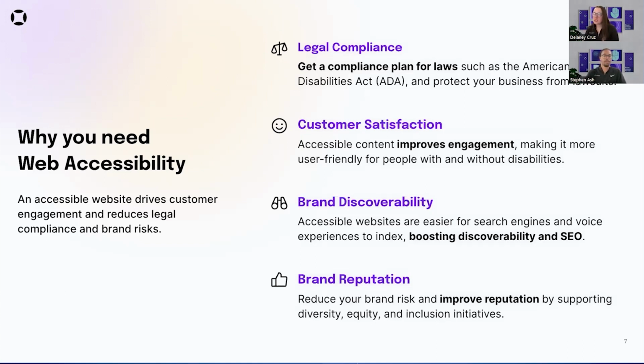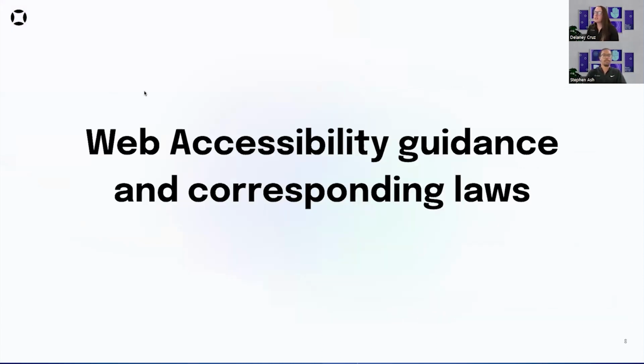Lastly, brand reputation. This kind of ties into customer satisfaction a little bit. Reduce your brand risk and improve reputation by supporting diversity, equity, and inclusion initiatives, specifically regarding individuals with disabilities in the disability community. Web accessibility guidance and corresponding laws.